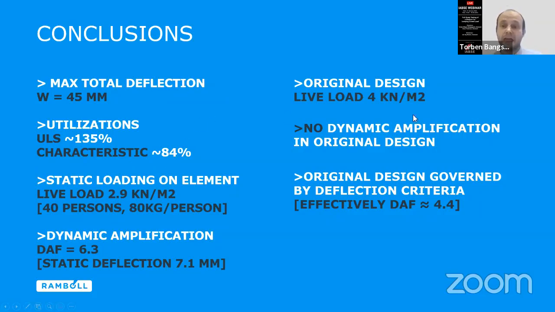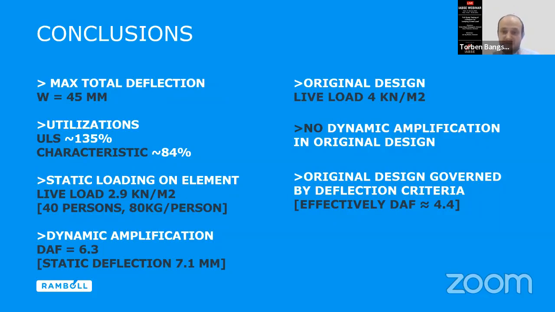Now, the original design was something completely different. They had just accounted for a light load of 4 kilonewtons per square meter. They had no dynamic amplification. And actually, you can argue the reason why it had not fallen down, the reason why we only have 84% characteristic utilization, is because they had added a lot of extra pre-stressed strings to the terrace elements due to the deflection criteria. That essentially increased the effective dynamic amplification capacity of the elements to 4.4.